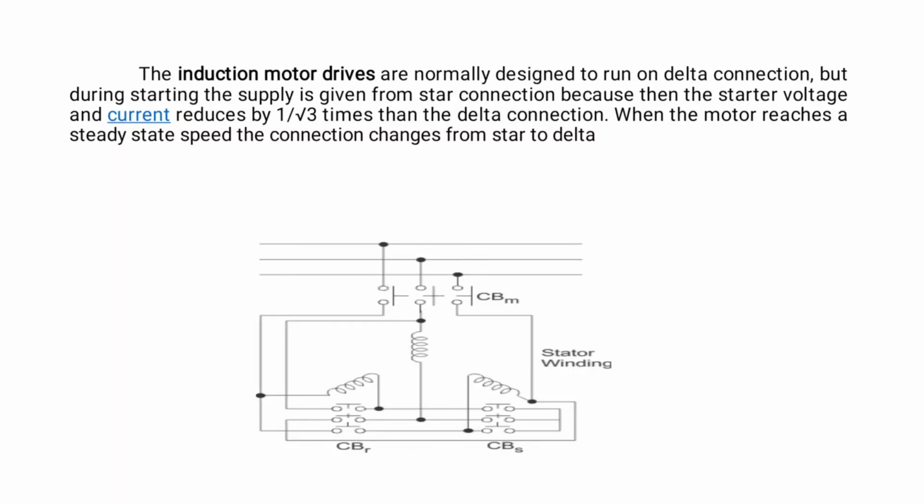The induction motor drives are normally designed to run on delta connection, but during starting the supply is given in star connection, because the starting voltage and current are reduced to 1/3 of the delta connection. When the motor reaches a steady state speed, the connection changes from star to delta.